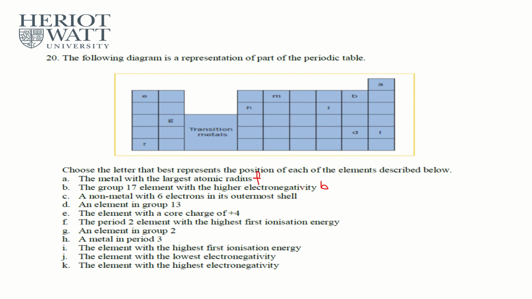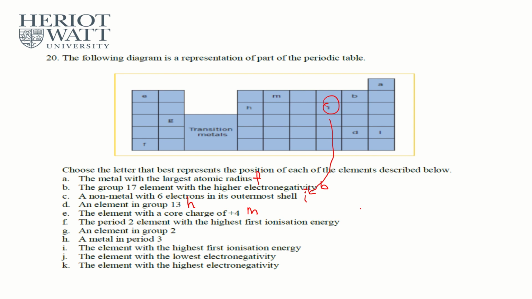I believe that's I, which is here. Okay, this is the answer. If it's a bit not clear here, the letter. So, and elements in group 13. Elements in group 13, so it's just right after the transition metal, so it's H. The elements with core charge of +4. Okay, core charge of +4, it should be from group 14, which is M.